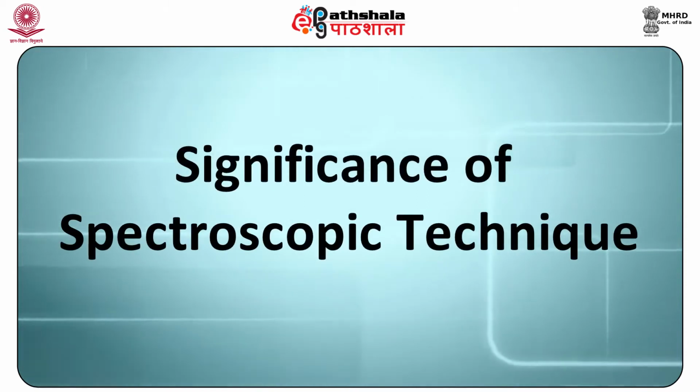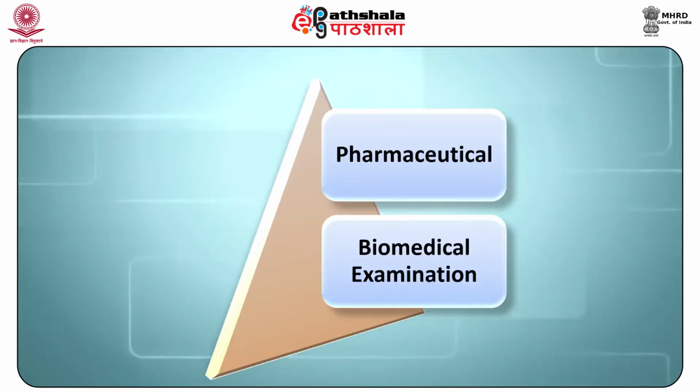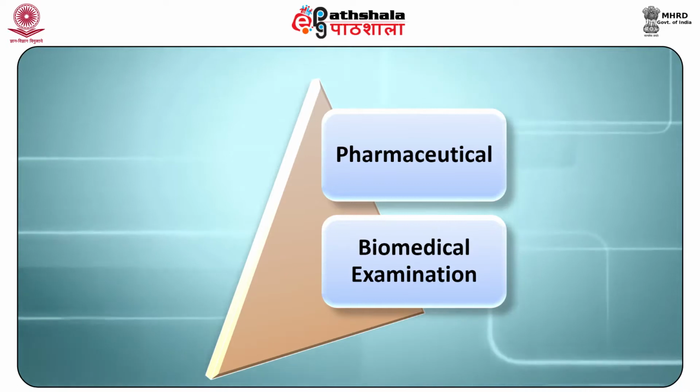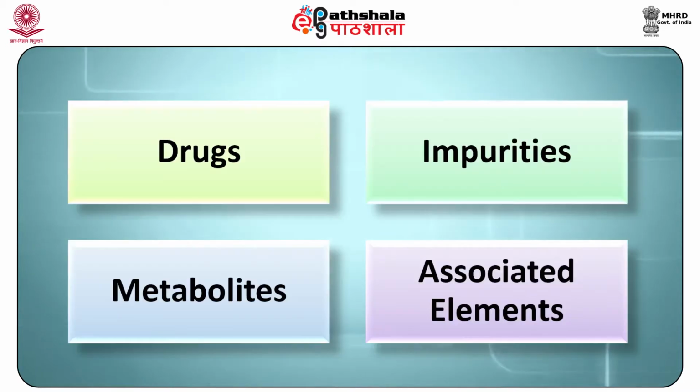Next, we will be studying about the significance of spectroscopic technique. Spectroscopy is the most influential instrument accessible for the study of atomic and molecular structures and is applied in the examination of widespread samples. Analytical absorption spectroscopy in the ultraviolet or UV and visible regions of the electromagnetic spectrum has been extensively used in pharmaceutical and biomedical examination for measurable purposes and, with some restrictions, for the classification of drugs, impurities, metabolites and associated elements.